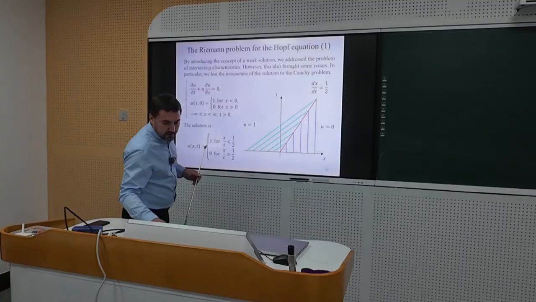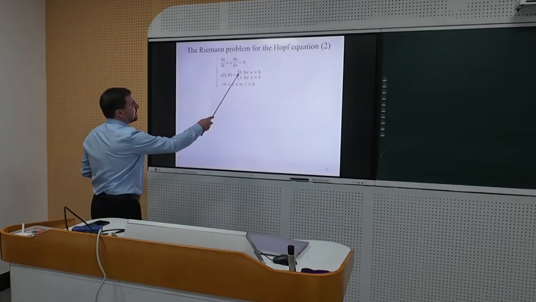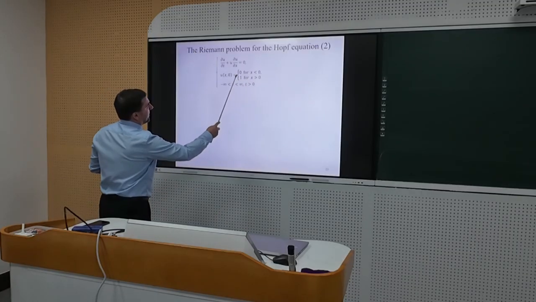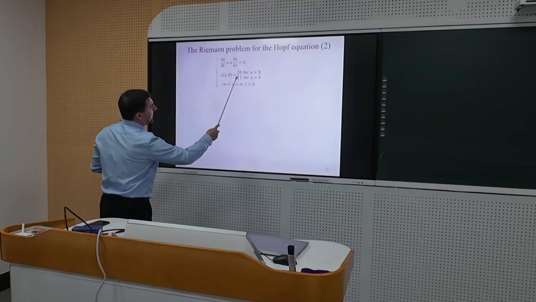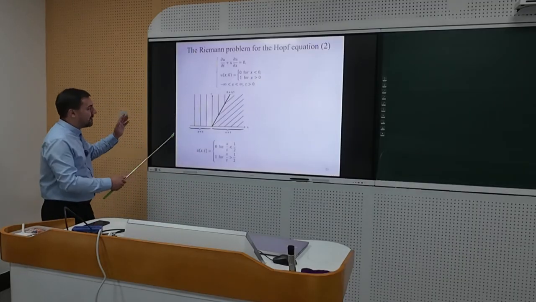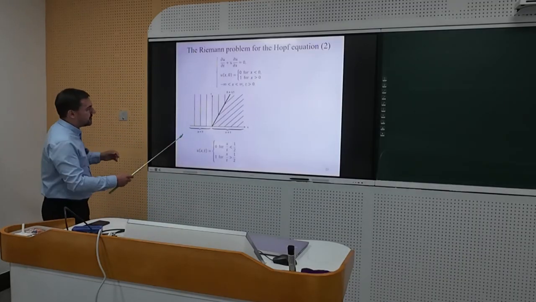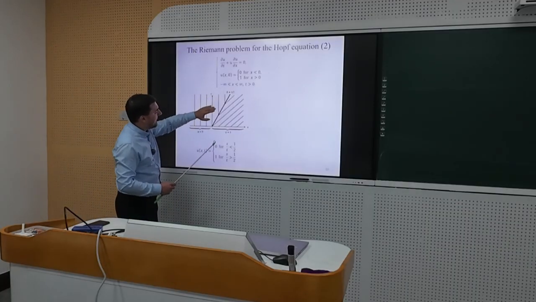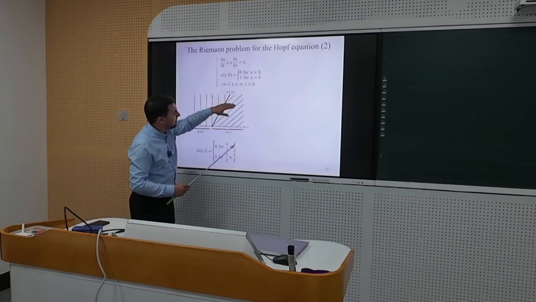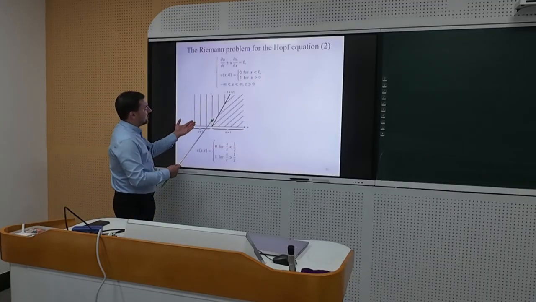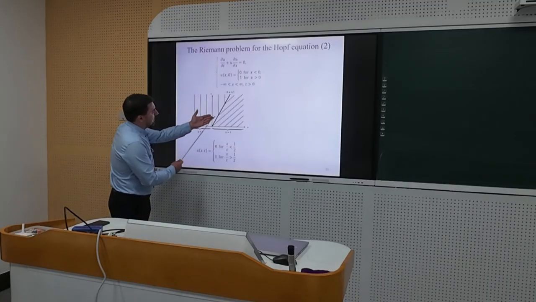The problem occurs when we just change these parameters 0 and 1. So let us consider the Riemann problem when for x less than 0 we have 0, and for x greater than 0 we have 1. If we will try to do just the same consideration, we will meet some problems. Actually, now the characteristics to the left are vertical, right? And characteristics to the right are inclined to some angle. And the problem is that we do not know what to do here in this region.